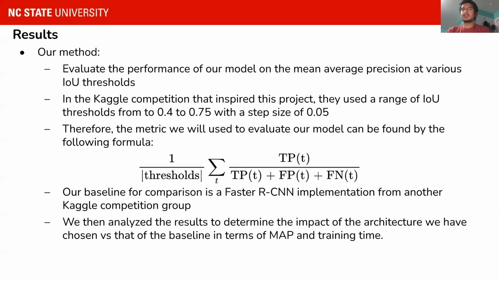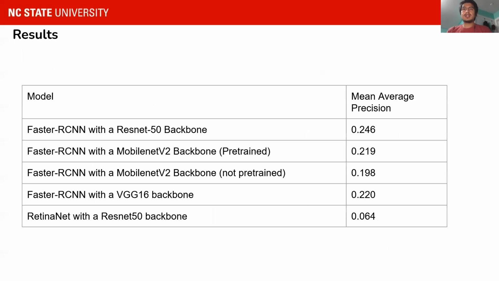Okay, so these are the results. Basically, this is our method for evaluating the performance of the model. In the Kaggle competition, the results were evaluated as the mean average precision at various IOU thresholds from 0.4 to 0.75 with a step size of 0.05. And the formula for that can be seen here in the slide. We used a baseline model of a faster RCNN implementation with the ResNet 50 backbone, and that was the model that we compared against with our different implementations of the faster RCNN as well as the RetinaNet.